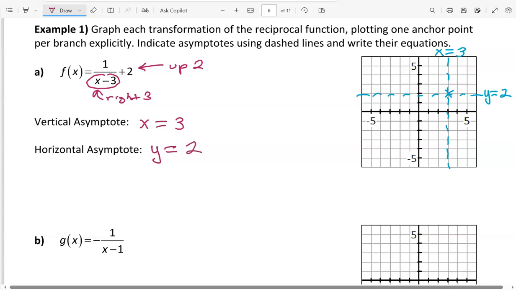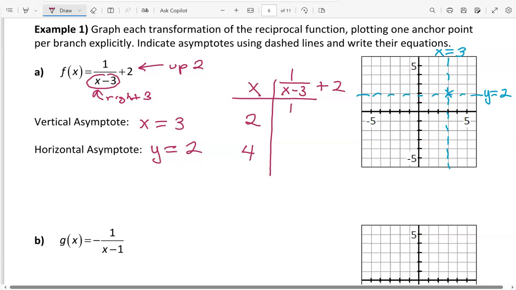And now, in addition to the asymptotes, we want to graph one anchor point per branch. That'll be sufficient to show the shape. So in order to find out what the values for those anchor points are, I'm just going to make a table of values for x and the y value, which is 1 over x minus 3 plus 2. And I'm going to pick an x value that's to the left of that vertical asymptote. So if the vertical asymptote is at x equals 3, a point to the left would be x equals 2, and a point to the right would be x equals 4.